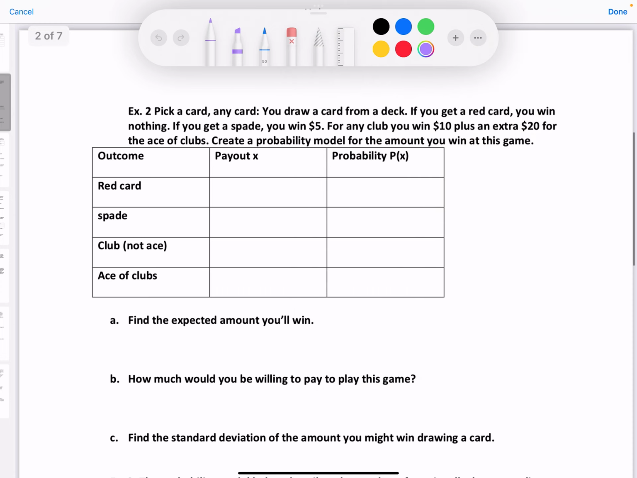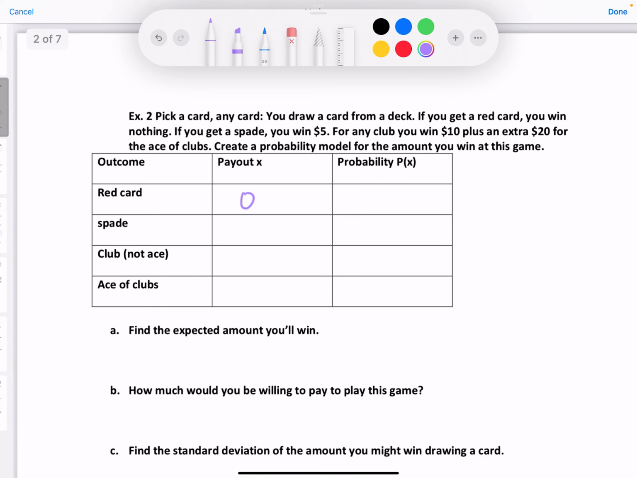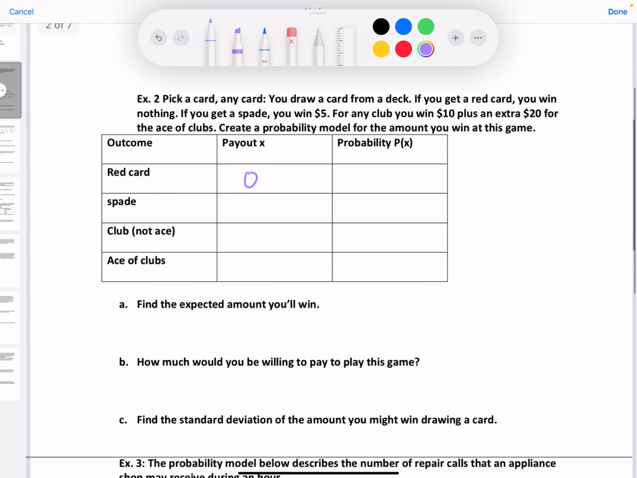All right, so our payout for a red card is nothing. So it's just 0. And it doesn't say we have to pay anything in, so we don't have to subtract off anything this time. A spade is $5. A club that's not an ace is $10. An ace of clubs is 10 plus the extra 20, so it's $30.